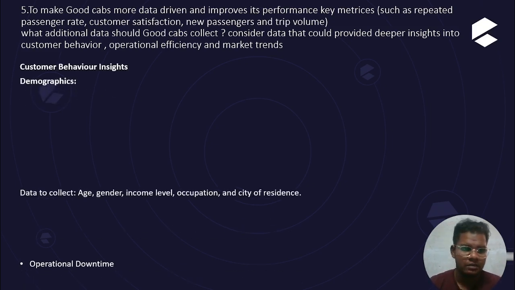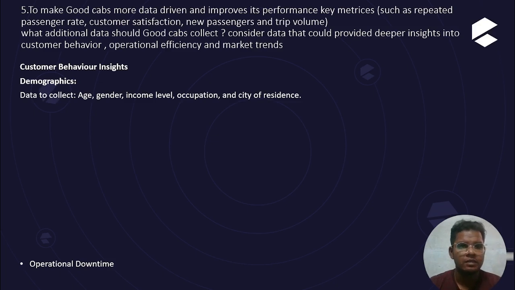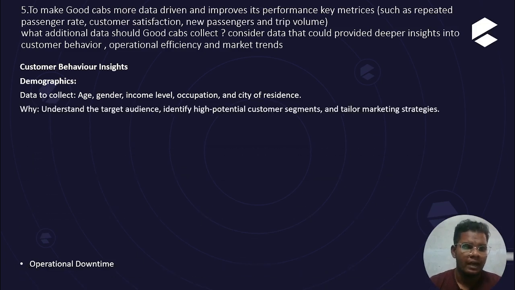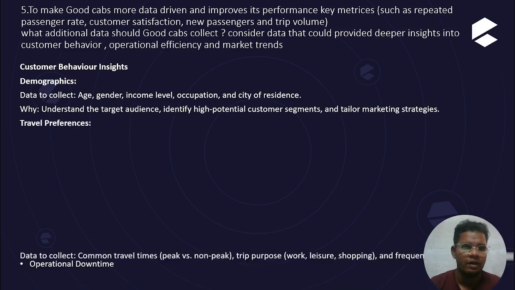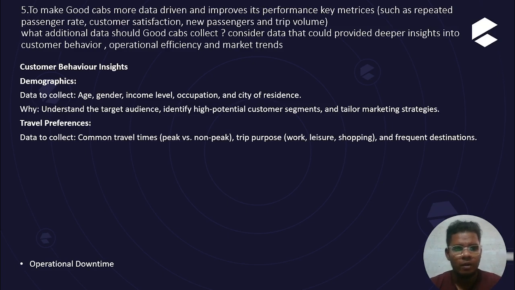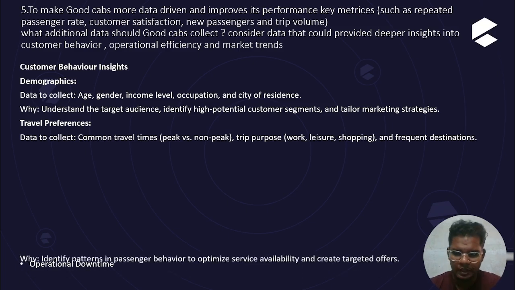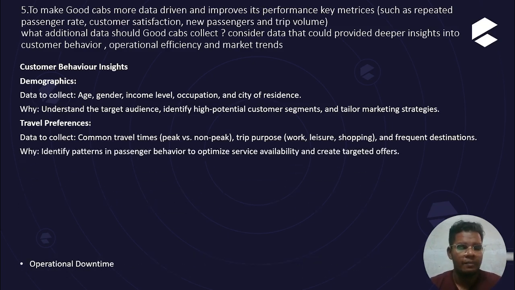Customer behavior insights, demographics: the data to collect are age, gender, income level, occupation, and city of residence. This may give more clarity, and we can categorize the people easily. Why? To understand the target audience, identify high potential customer segments, and tailor the marketing strategies to the different customer levels. Travel performance: common travel times, peak or non-peak, the trip purpose, work, tourism, or shopping, and the frequent destinations. Identify the patterns. Why do we identify the patterns in passenger behavior? To optimize the service availability and create targeted offers.